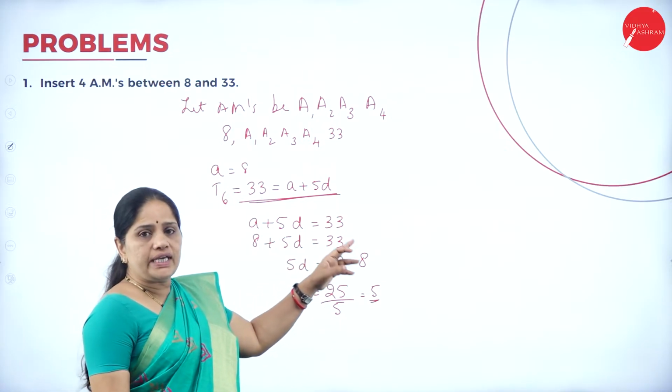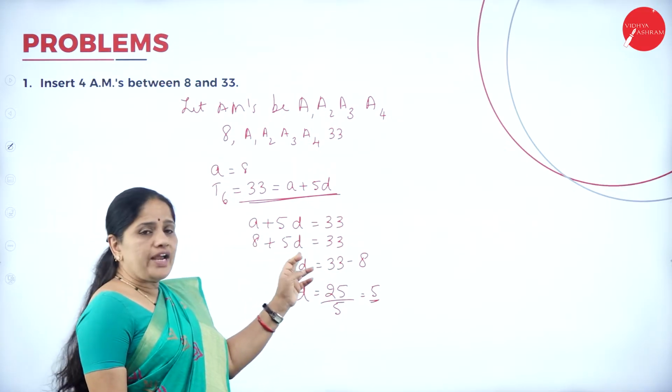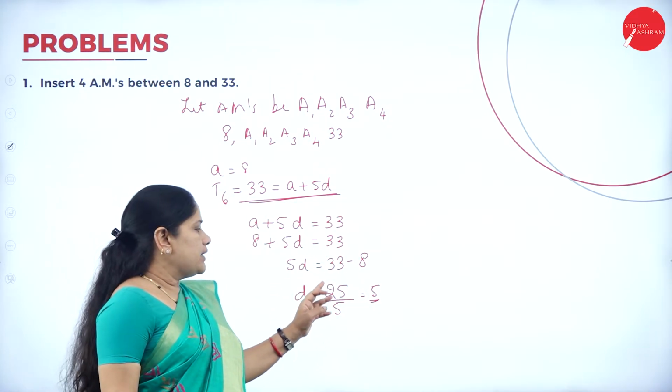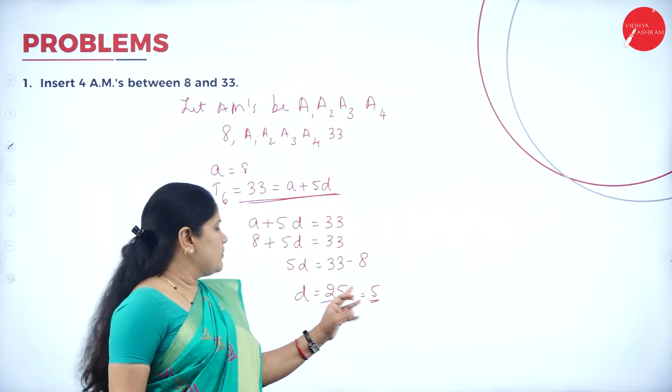So 8 plus 5D equals 33, 5D equals 33 minus 8, so D equals 25 by 5, that is 5.